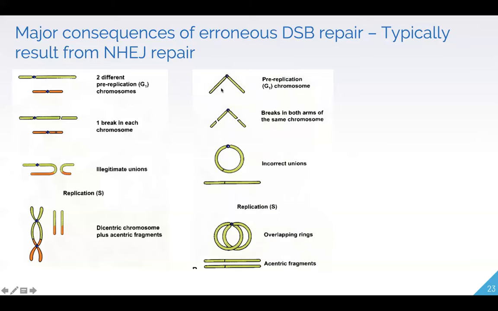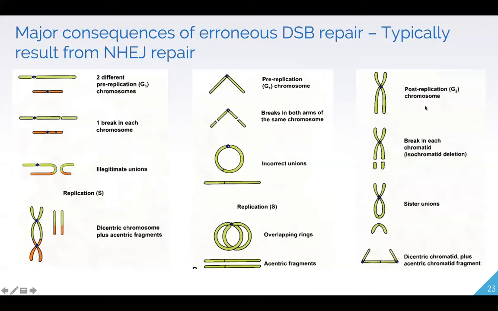Also in the G1, you could potentially have 2 breaks on 2 different arms of the chromosome. And if that happens and you ligate these arms, you'll end up with a circular form, or what we call incorrect union between the 2 arms of the same chromosome. This other fragment will also be an acentric fragment, and that will be randomly distributed. And when this one replicates in S phase, then it will give you these overlapping rings, which you can detect by analysis under the microscope, looking at metaphase spreads.